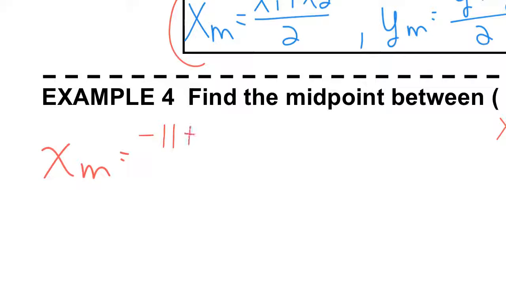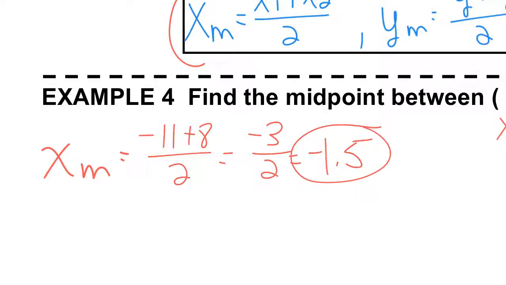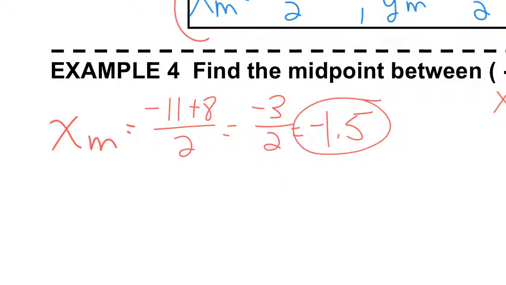Negative 11 plus 8 over 2. Negative 11 plus 8 is negative 3 over 2, which is negative 1.5. Now, if this wasn't necessarily a midpoint, negative 3/2 is fine, but since we actually have to plot it, make sure and put it in a decimal.